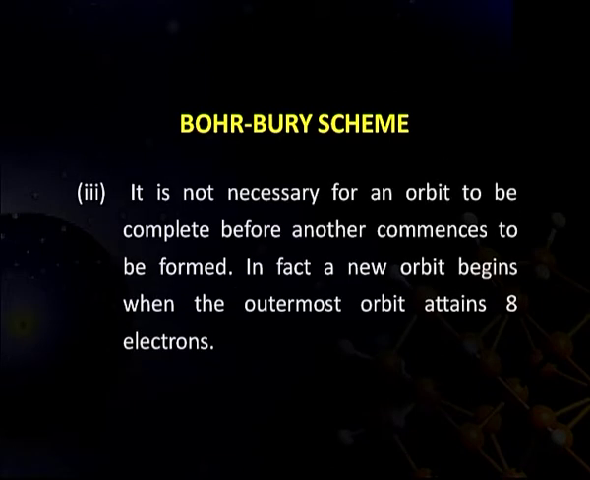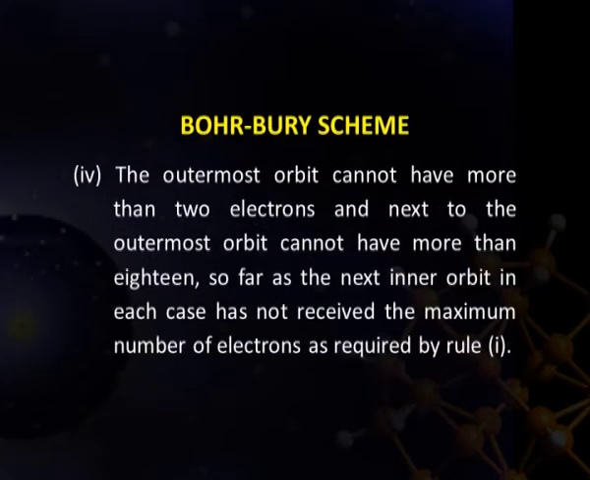It is not necessary for an orbit to be complete before another commences to be formed. In fact, a new orbit begins when the outermost orbit attains 8 electrons. Next, the outermost orbit cannot have more than 2 electrons and the next to the outermost orbit cannot have more than 18, so long as the next inner orbit in each case has not received the maximum number of electrons as required by rule 1.